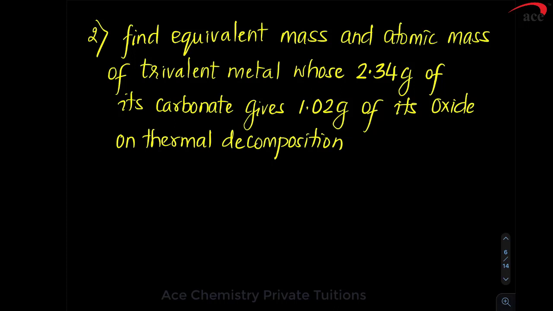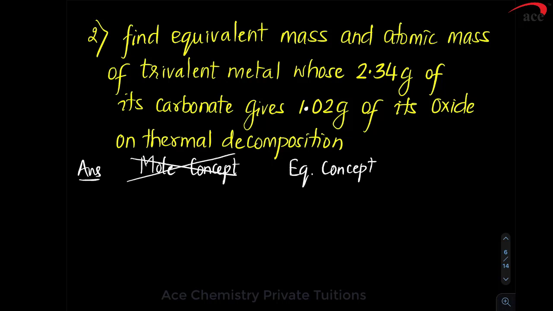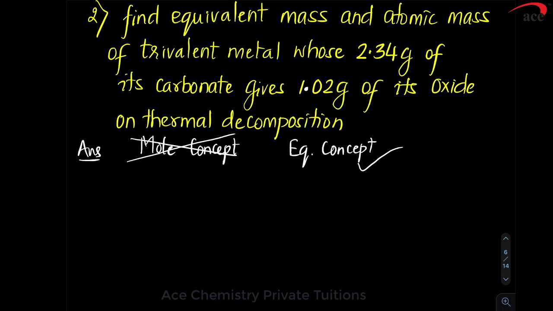Similarly here, find the equivalent mass and atomic mass of a trivalent metal whose 2.34 gram of its carbonate gives you 1.02 gram of oxide on thermal decomposition. Now, we have two methods: one is the mole concept and the other is the equivalent concept. For the mole concept, a balanced reaction is required. We can't write it, so we go by the equivalent concept. In the equivalent concept, we can write down the reaction in words.